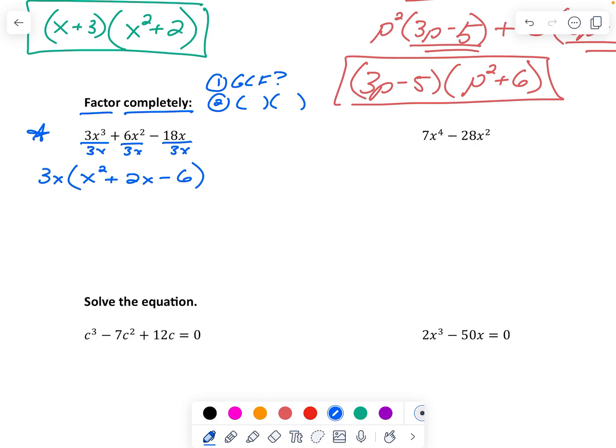So now we're not done yet. That was part one. Now part two is, can we break this part now into two parentheses so that 3x stays in front, and then we break what's left up into two parentheses? So let's see, x, oh no. I think we have a problem, Houston.